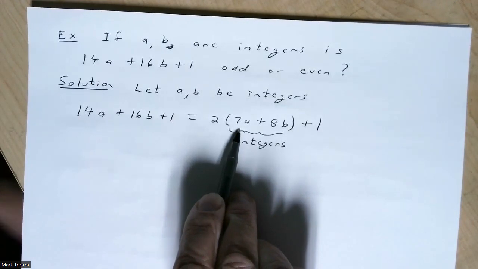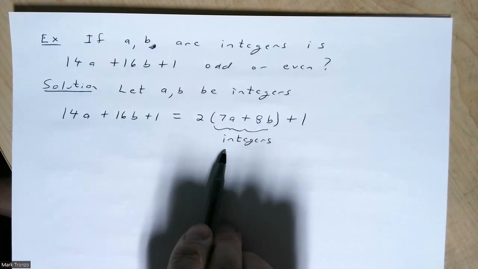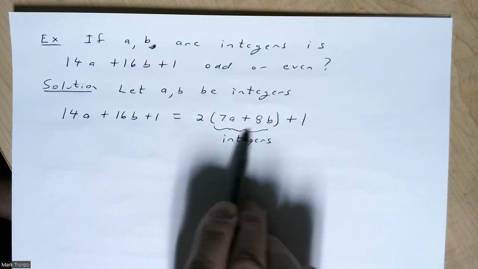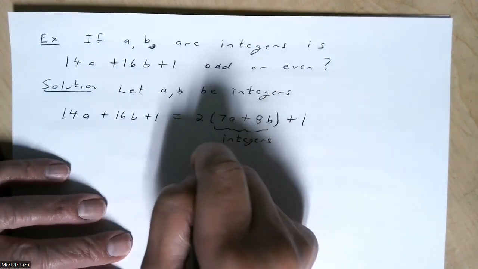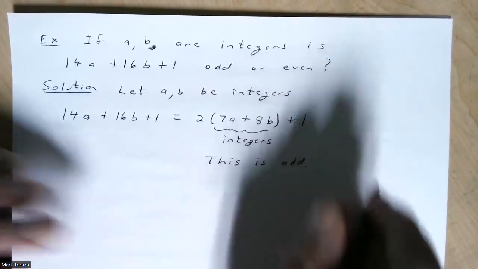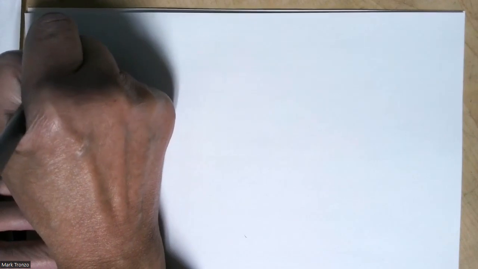Remember, products and sums of integers are integers, and these are all integers, so that's an integer. So we have 2 times an integer plus 1, so this has to be odd. Remember, that's the definition of an odd. So this is odd. And we'll take a look at one more short proof here.